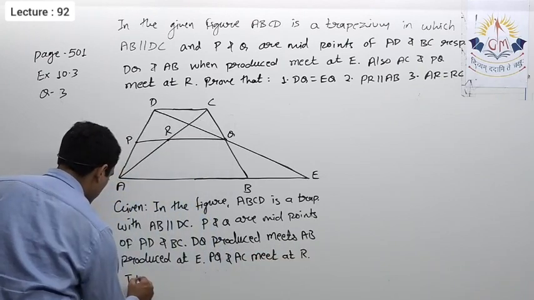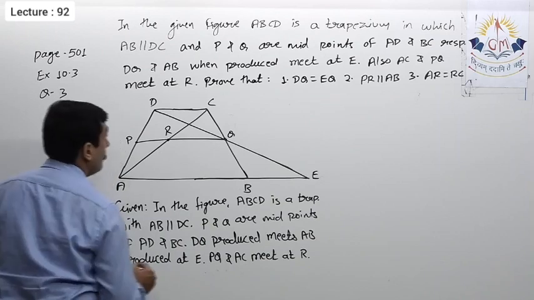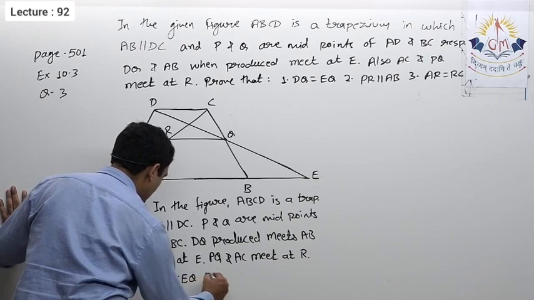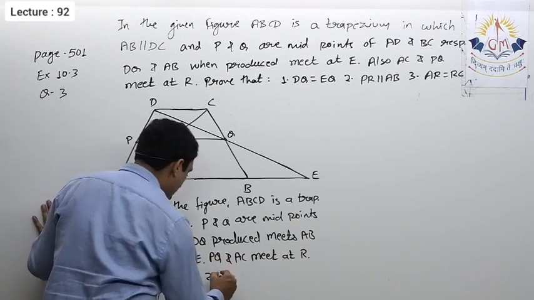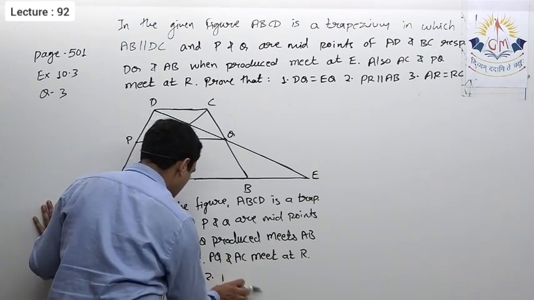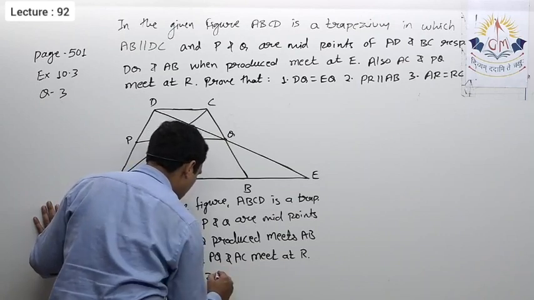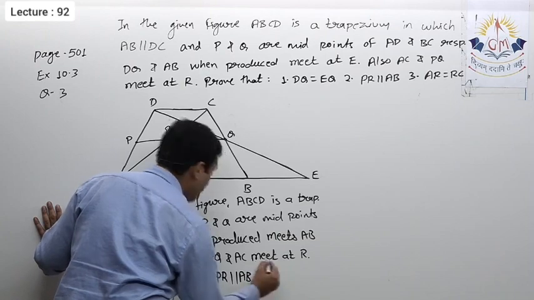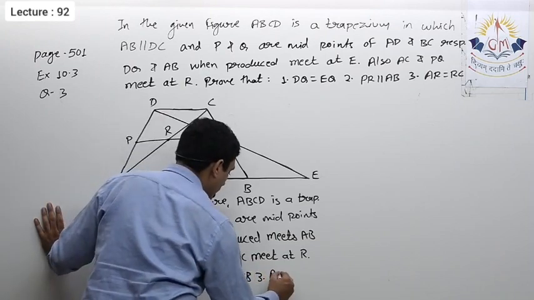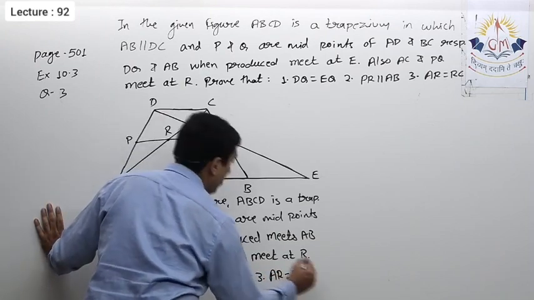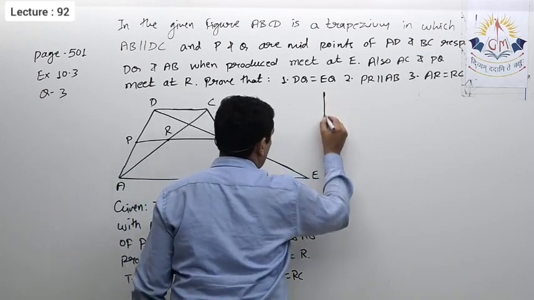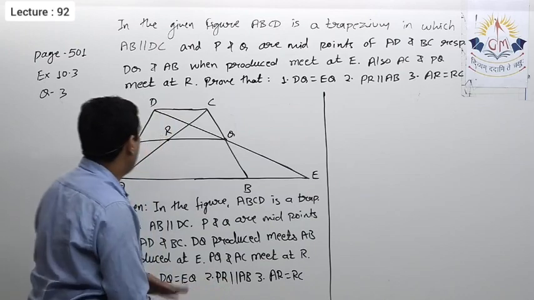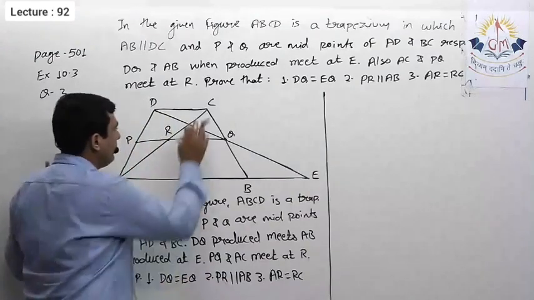To prove: DQ is equal to EQ, that we have to prove. Then second we have to prove PR parallel AB. Okay, PR parallel AB. Then third we have to prove AR equal to RC. Okay, so let us see how to prove this. Not much difficult. See, first one is very easy.